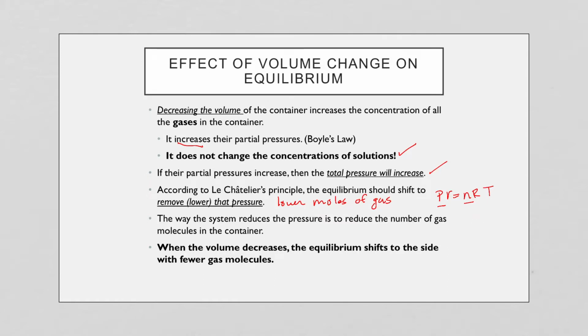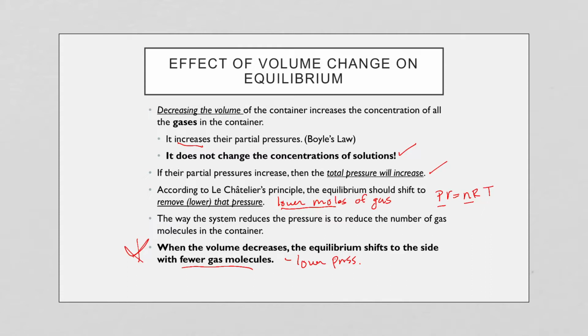So if I increase the pressure by decreasing the volume, the reaction can respond by shifting toward the side of the reaction with fewer moles of gas. That'll serve to lower the pressure. So when the volume decreases, causing the pressure to increase, we shift toward the side with fewer gas molecules to try to lower the pressure. That's a brief summary of what's going to happen.